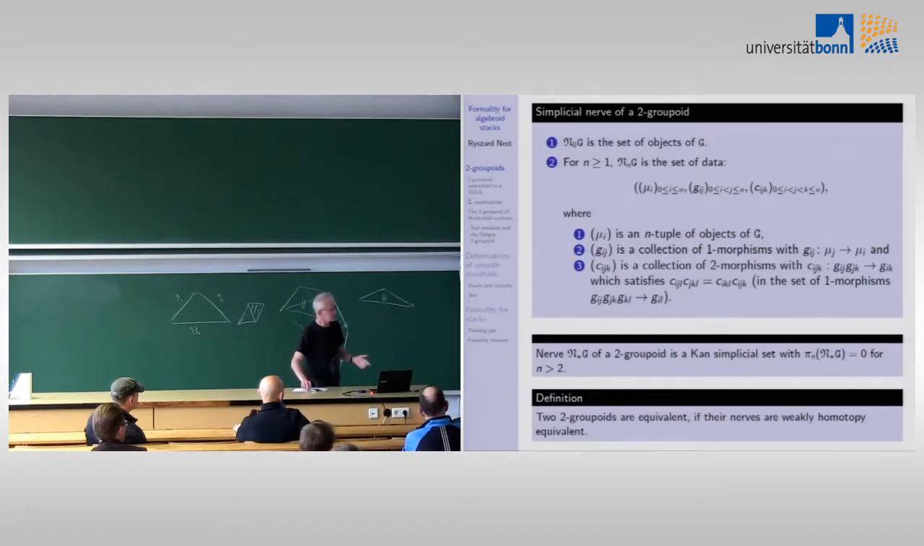Now, a definition. It's not obvious when two groupoids are equivalent, but one can do it directly from the definition of a groupoid. For two groupoids, basically the only sensible definition I know is that they are equivalent if their nerves are weakly homotopy equivalent. This means there is a simplicial map from the nerve of one to the nerve of the other, which is an isomorphism on homotopy groups.